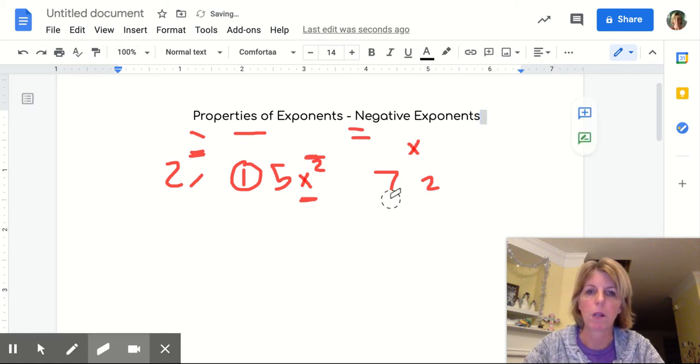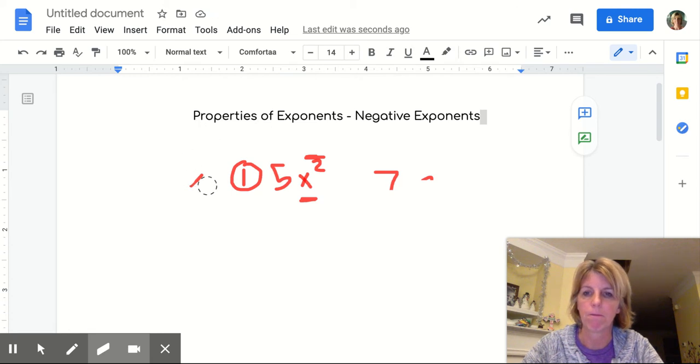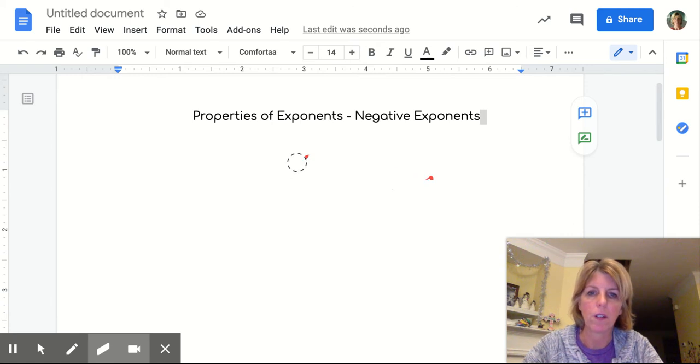Erase. Oh, this doesn't work on my computer. Hopefully I can do this. I'm on a different computer recording this, so it's going to be a little bit different. All right, we'll make this work though.